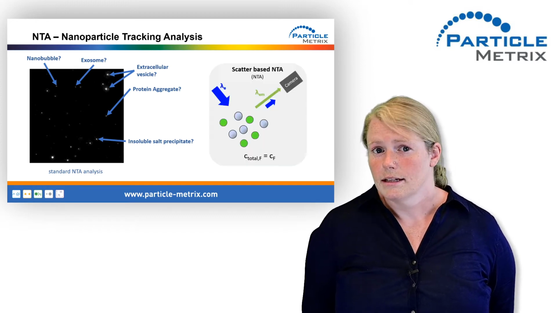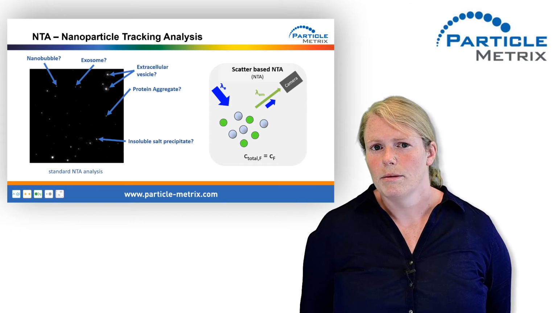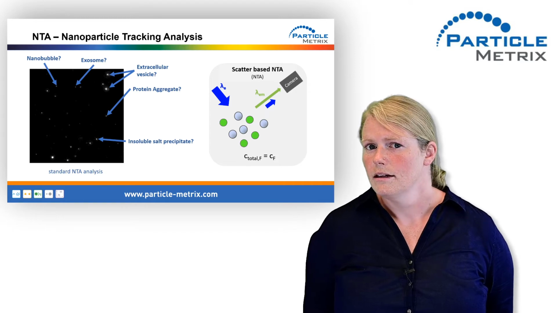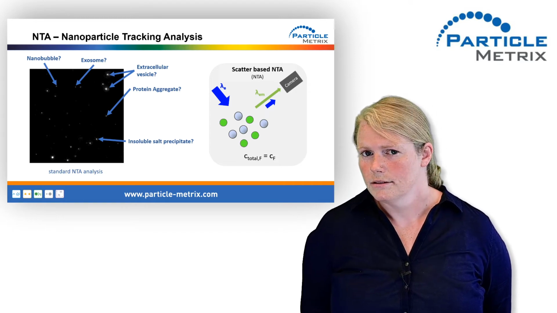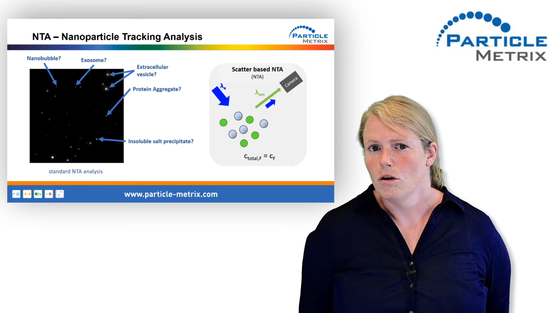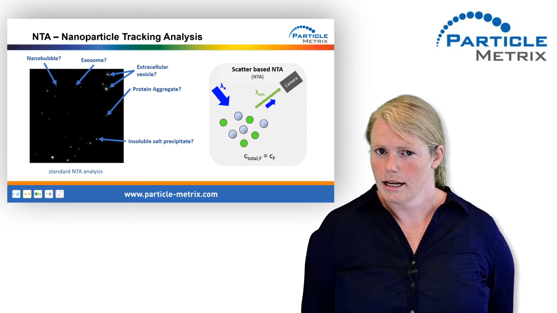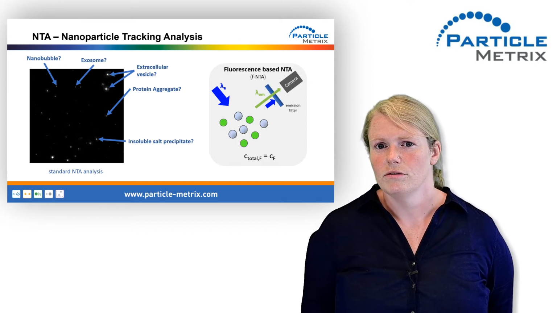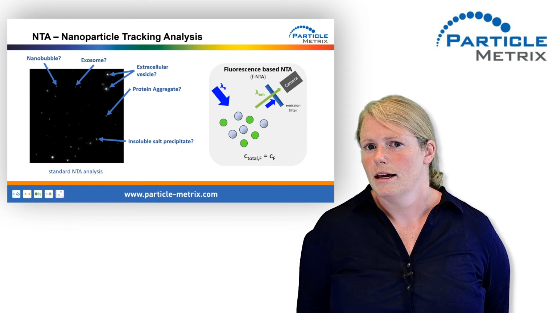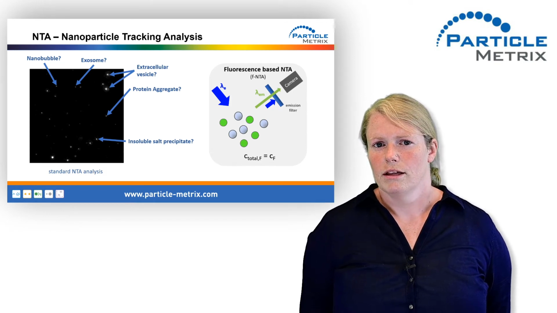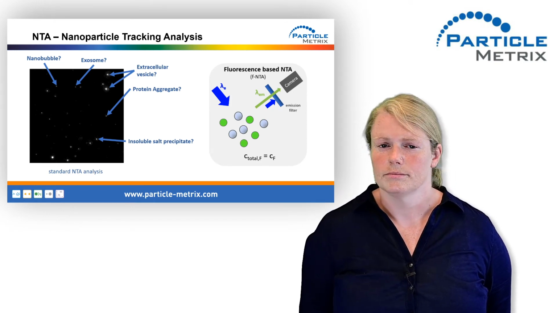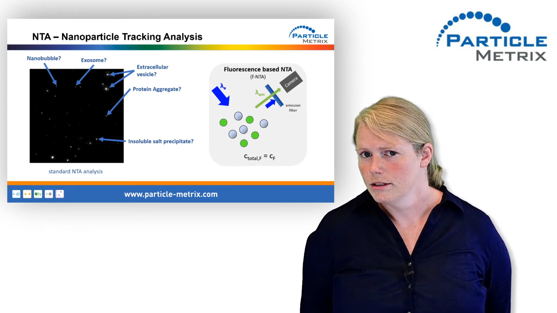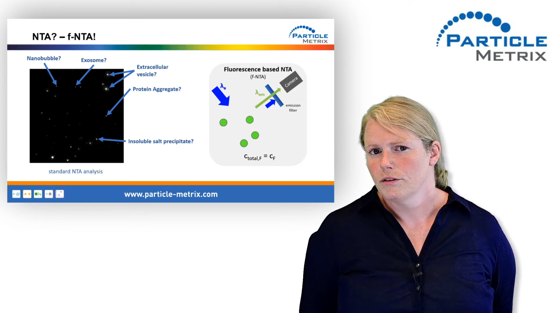But this is exactly the way conventional NTA works. All particles in the sample are illuminated by a laser. All particles scatter light, which is detected by the camera and analyzed. So all particles, no matter what they consist of, are part of the analysis. The solution for this problem is absolutely easy. We simply put an emission filter in front of the camera, so the laser light is blocked and only the longer wavelength fluorescent light is analyzed. So we can forget about impurities and focus only on our particles of interest.